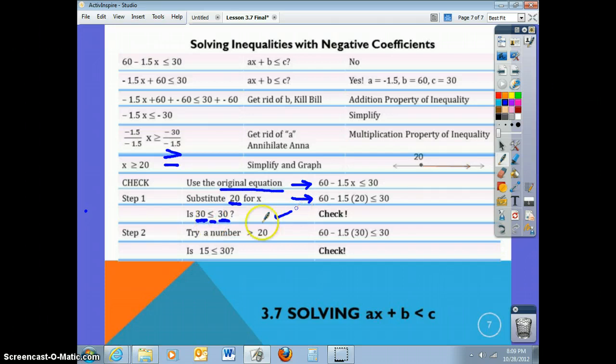Put it in a second time with a number that makes the greater than part of the solution true, and I chose 30. 60 minus 1.5 times 30, the left-hand side becomes 15, the right-hand side stays 30, and is 15 less than or equal to 30? Yes, it is, so it's true, and we were correct to flip the inequality symbol. And that is lesson 3-7.